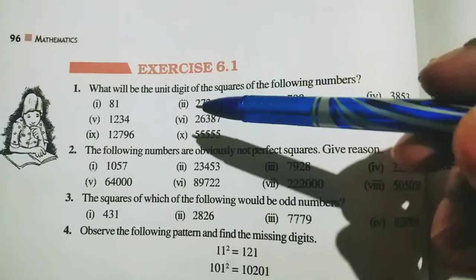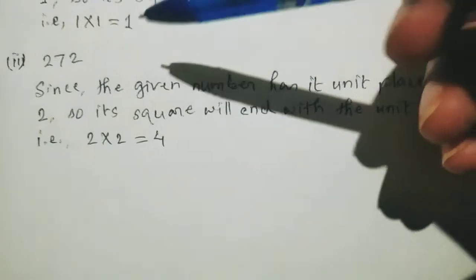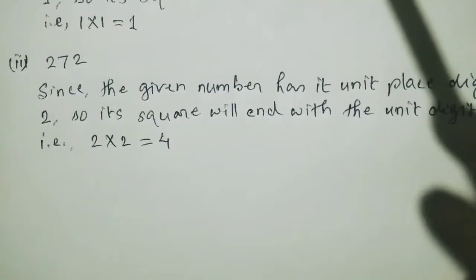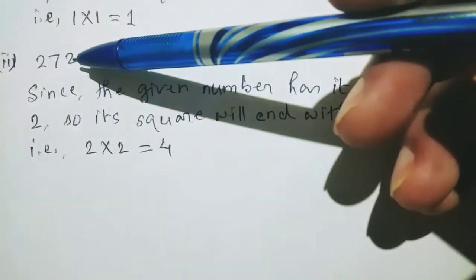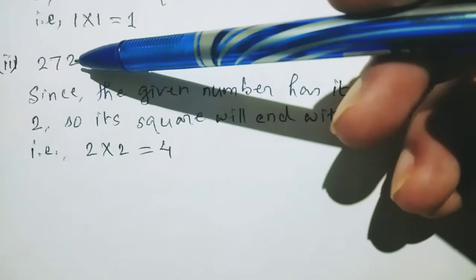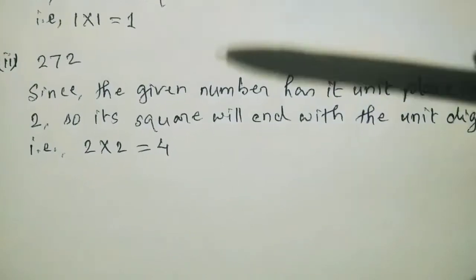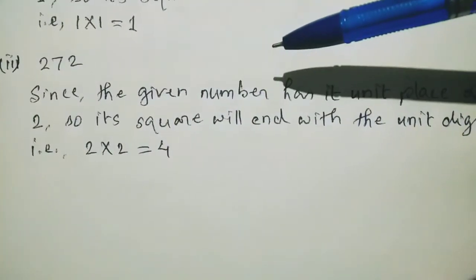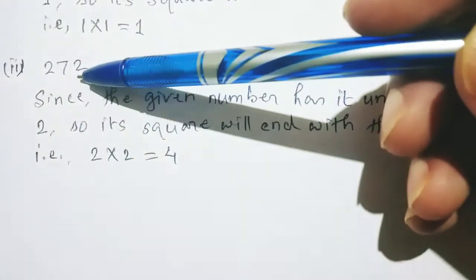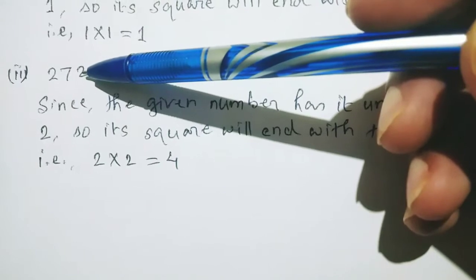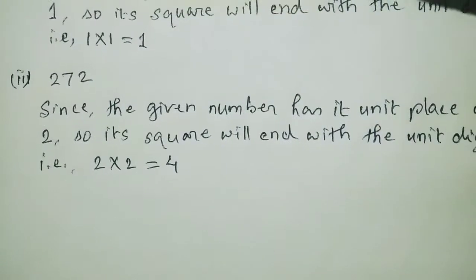Next, number 2, that is 272. Students, see here, number 272. Here also, what is the unit digit when you square this number? Always you have to multiply the unit digit. Although it is an oral type of question, you still have to write it in lines and give the reason. You can do it orally, but in the exam you have to write these lines. Understood? Always you have to square this unit digit. So it is 2 into 2, 2 square is 4. So when you square this number, the unit digit will be 4 only.